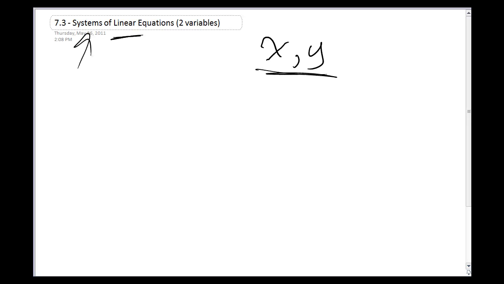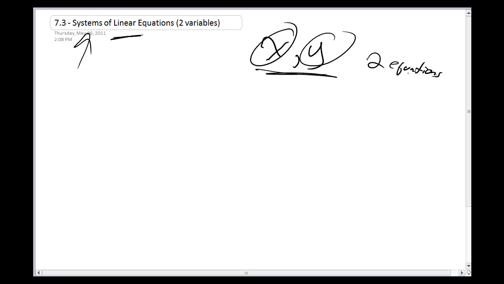We're talking about systems, and that means I have more than one. For every unknown you have, here I've got two, you're going to need an equation. So since I have two variables, I need to have two equations that I'm dealing with to solve this. First, I want to talk about solution methods.